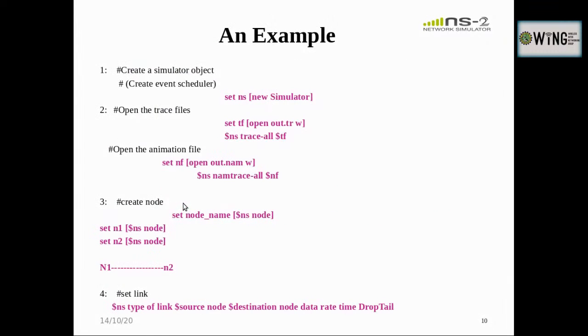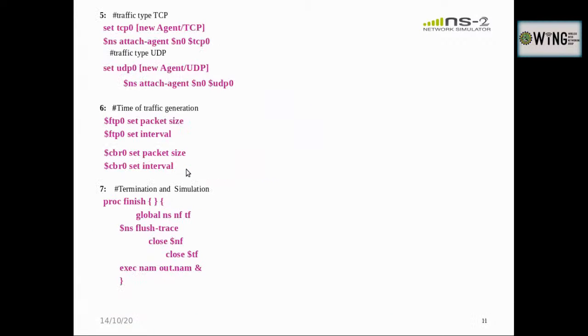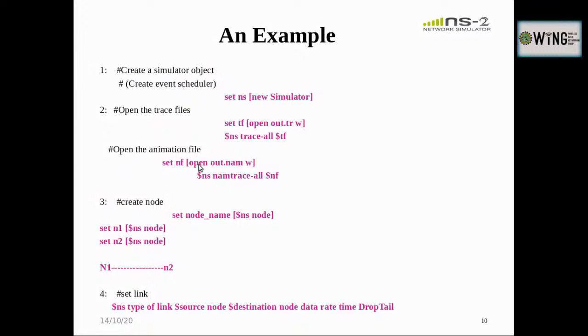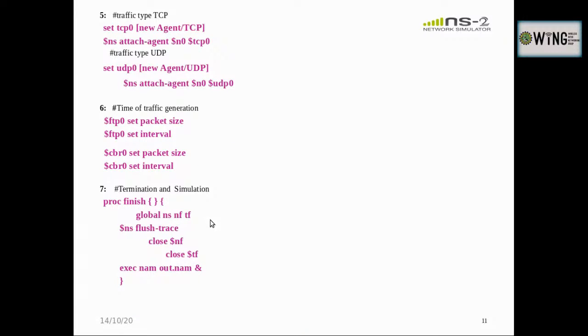Which are the objects created initially? One is the NS object, one is the TF file, and one is the NF file. Okay. Animation file, trace file, and simulator object. All the variables I'm making global. And at last, what I'm doing, I'm flushing the data from the NS file. Okay, flush-trace. If you would have used C or C++, we have the fflush function. Similarly, we have the flush-trace method that will flush out all the data of the NS object. What is this NS object? Which refers to which class? Simulator class. Whatever you have created, all the things will be deleted.